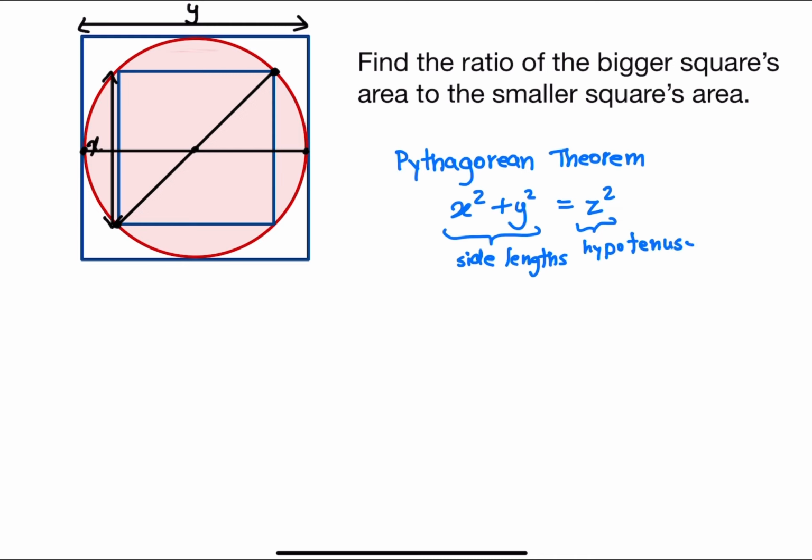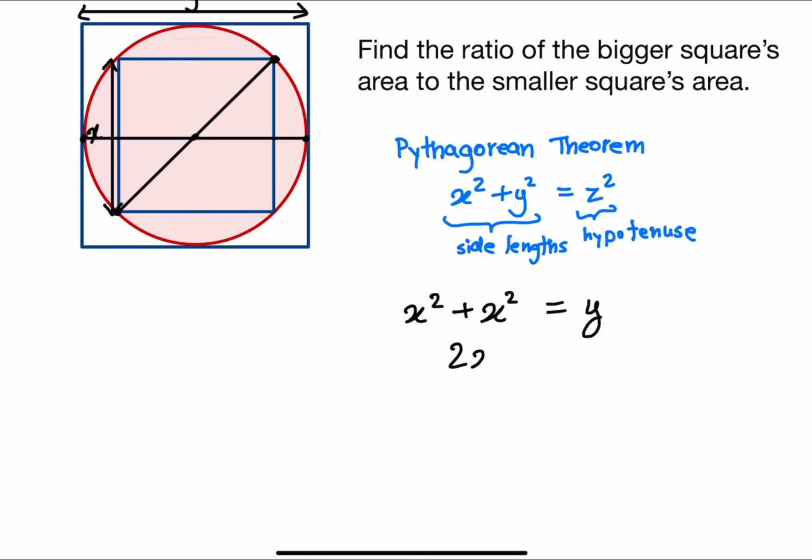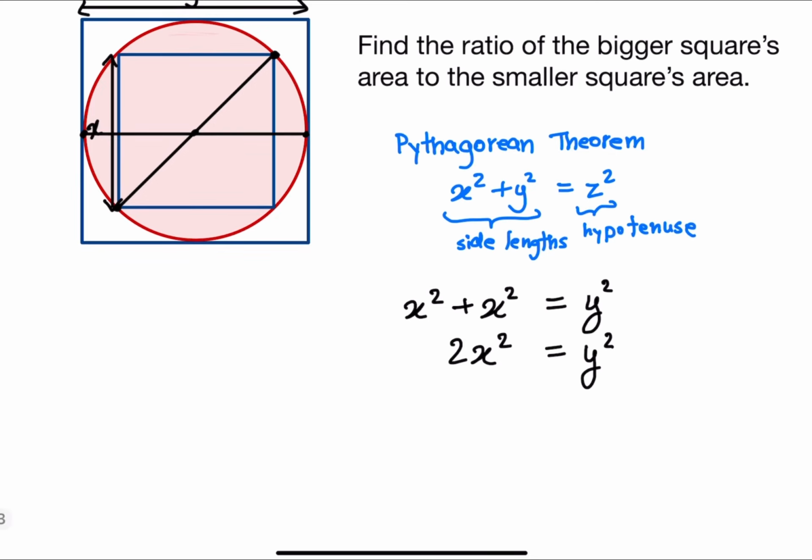Over here, since it's a square, x and y are the same thing, meaning we would have x squared plus x squared equals the hypotenuse squared, which is y squared. So that means 2x squared equals y squared. Now y is the square root of 2x squared, which is x root 2. So y is equal to x root 2.